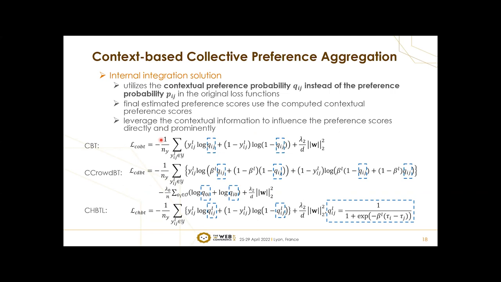Another way is the internal integration solution, where we leverage the context information to influence the preference score directly. In other words, we utilize the context preference probability Q_ij instead of the preference probability P_ij in the loss function directly. So the loss function is written like this. Note that for the HBTL model, it is not only the context preference probability, but also this probability for each evaluator.